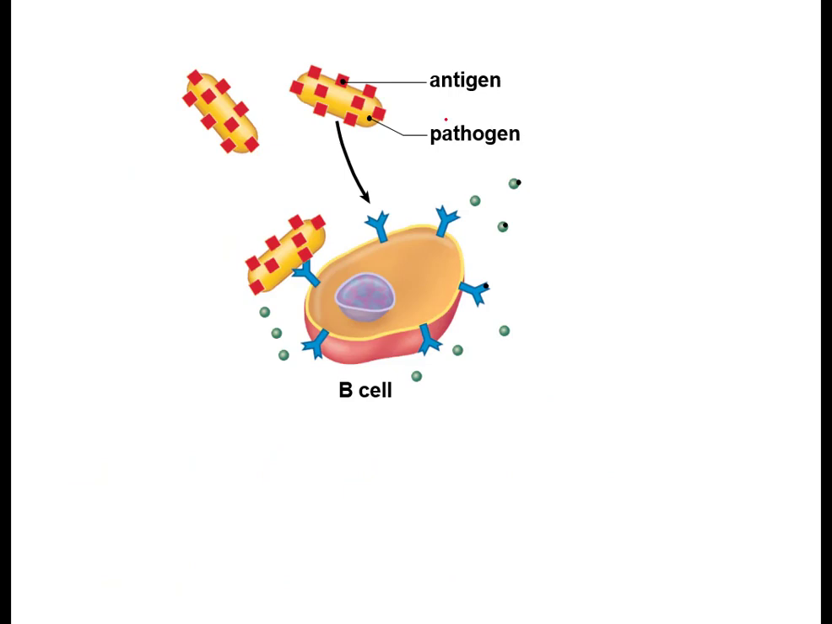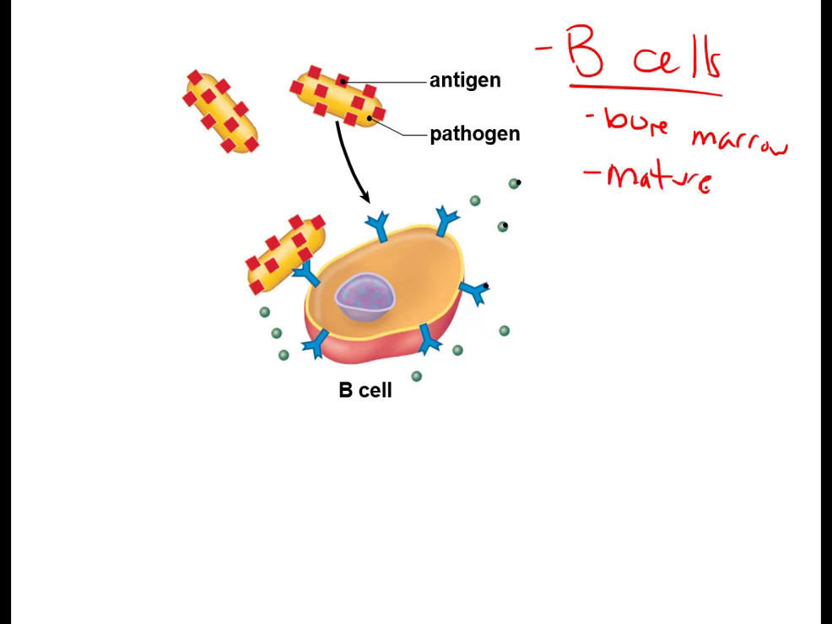So the first major component of your adaptive immune system are your B cells. B cells are made in your bone marrow. That's where they're made, and they also mature in the bone marrow. Now, here's how a B cell works. B cells have these little Y-shaped proteins on their surface. These are called antibodies. So B cells have these antibodies. The antibodies are going to bind to antigens.